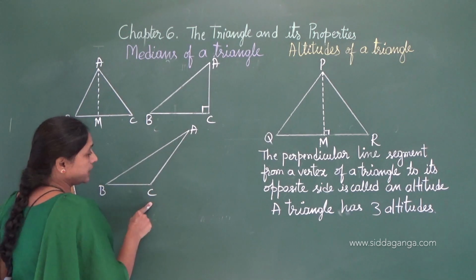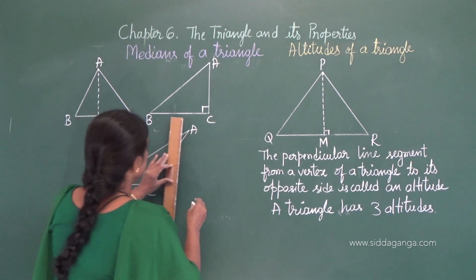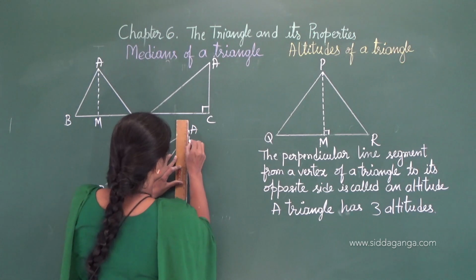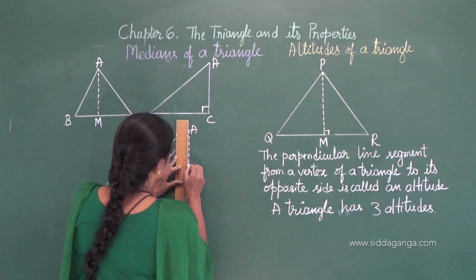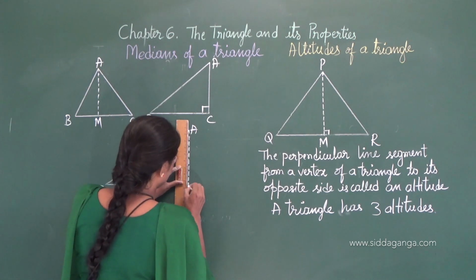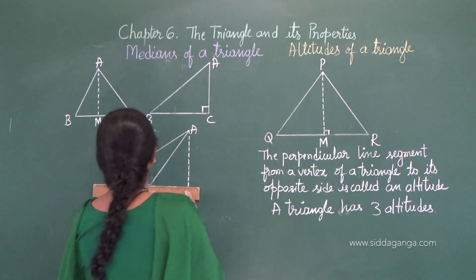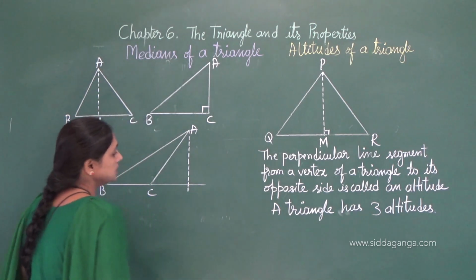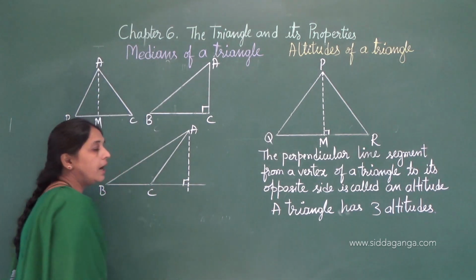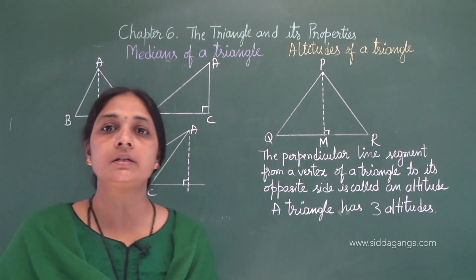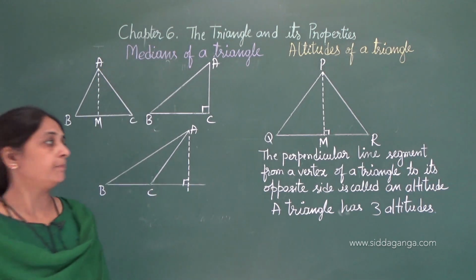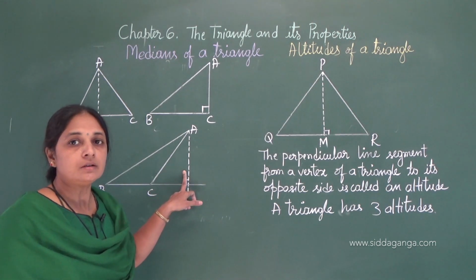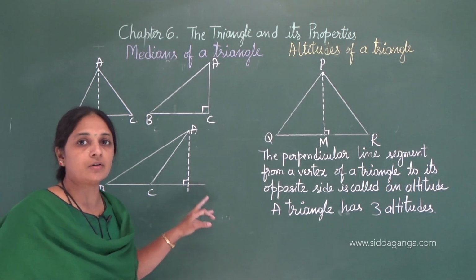Then for this obtuse angled triangle, if I draw a perpendicular from vertex A, then I get a perpendicular like this. When I extend this, I get the height of the obtuse angled triangle like this. Then where does it lie? It lies outside of the triangle.